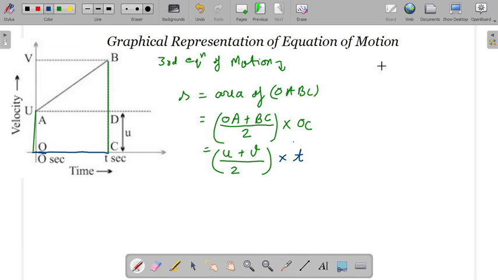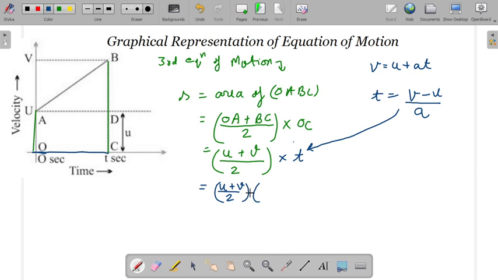We will put the value of time from the first equation of motion, that is V equals U plus AT. So we can take this U this side, t equals V minus U, and the acceleration will become the denominator, V minus U by A. So we can put this whole value over here. U plus V by 2 times V minus U by A.